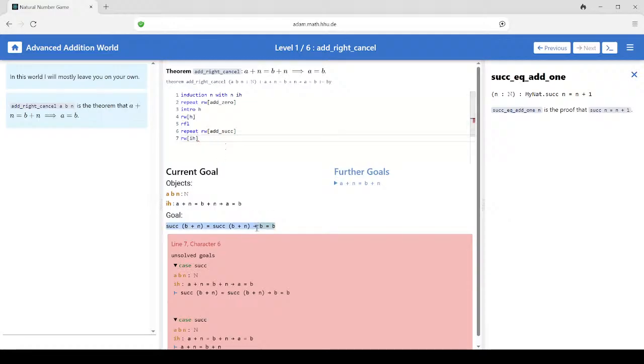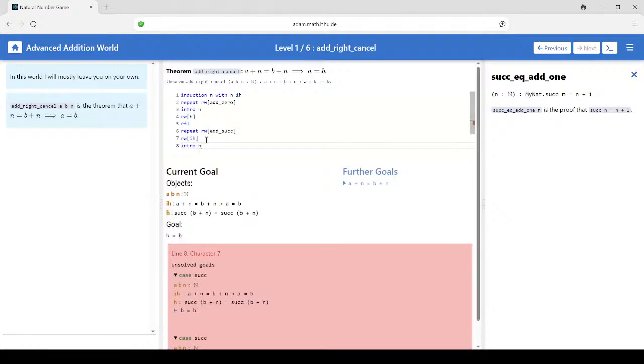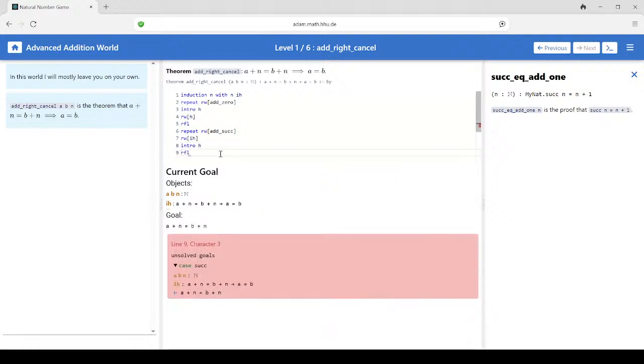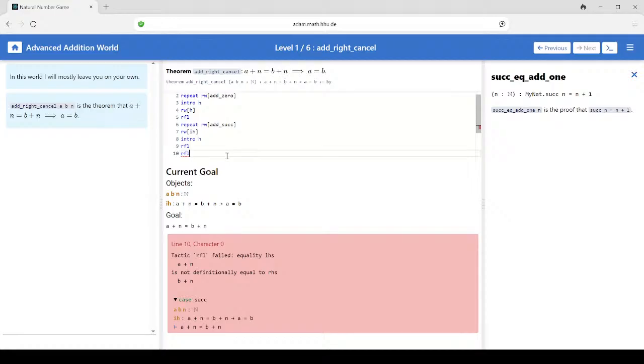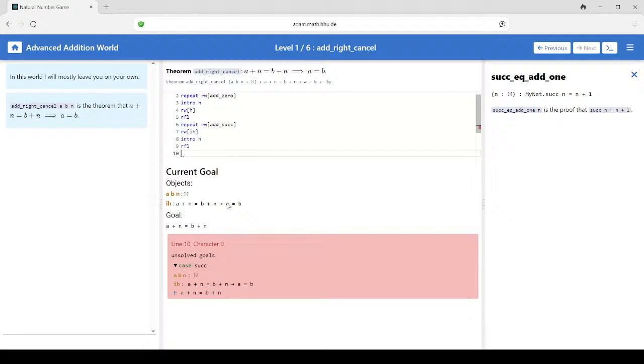We can get rid of this implies by simply intro H, and now B equals B. The successor of B plus N equals the successor of B plus N, and B equals B. Oh, we're not done? What's happening? That can also... Oh no, that's A plus... that's A plus N equals B plus N.